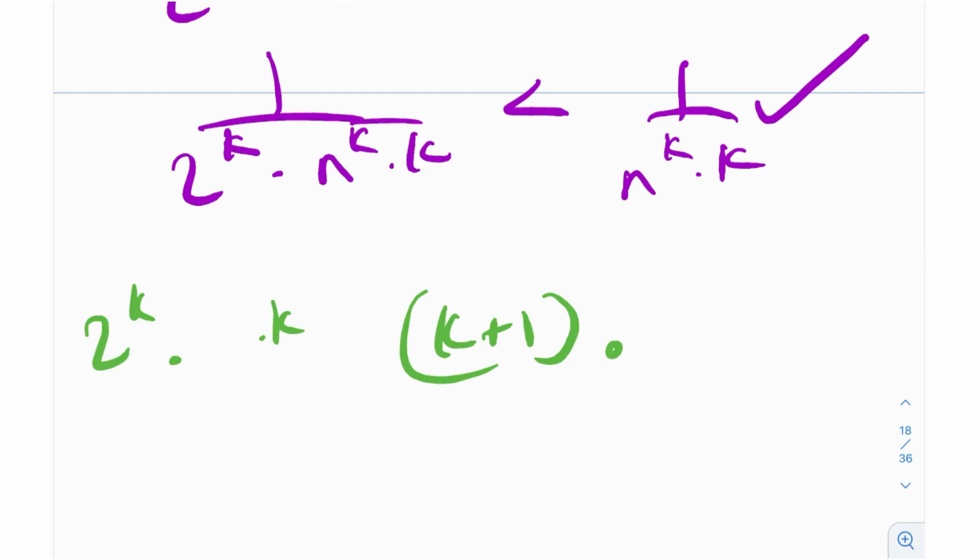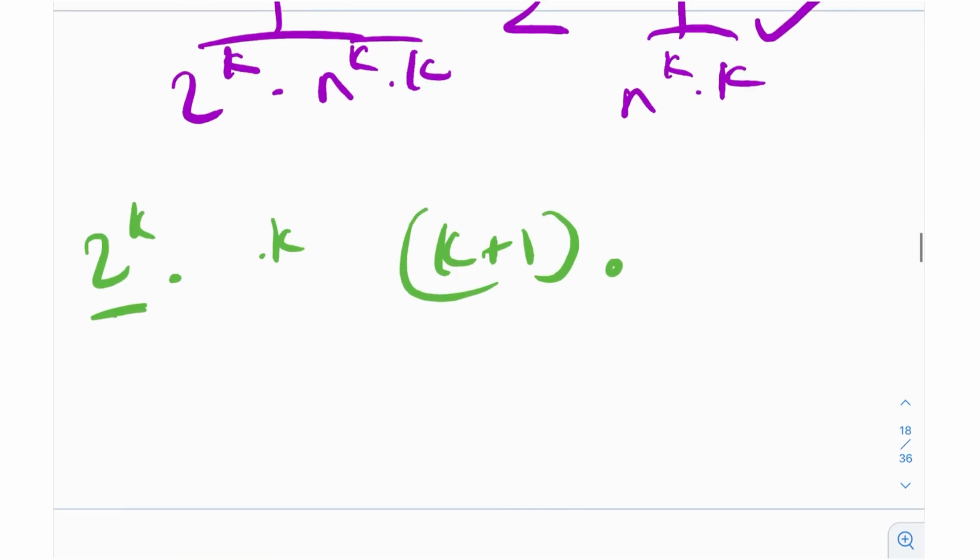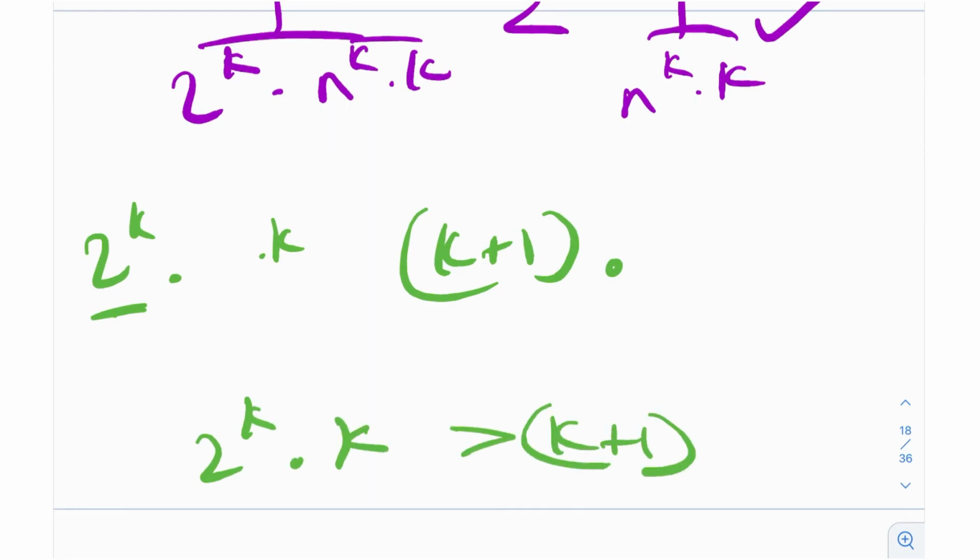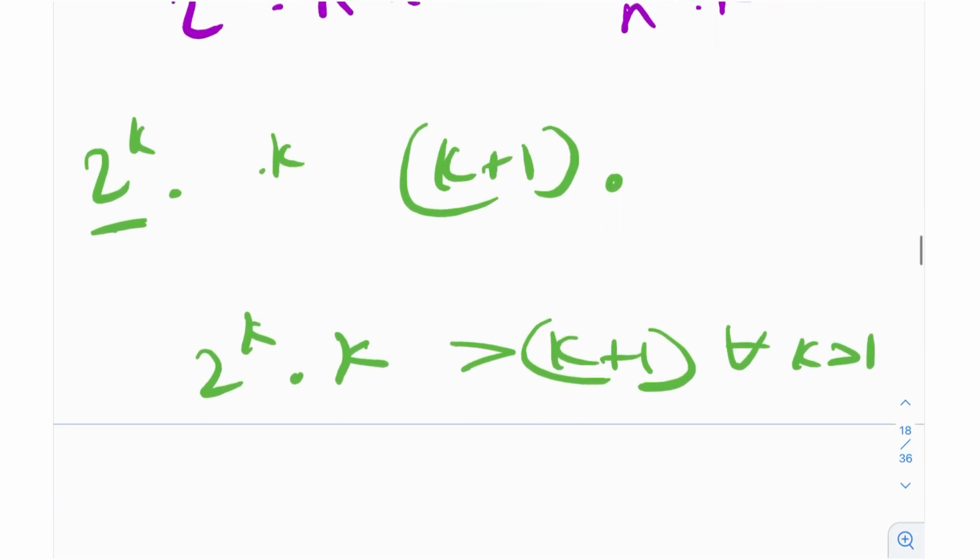Okay, what next? Well, I think it's easy to see that 2 raised to the power k is an exponential function. And when you multiply this by this k term, it is obviously going to be greater than k plus 1 for all k greater than 1. I think it's pretty easy to see that. Right? For example, at k is equal to 2, it holds true. And this can be easily proved by induction as well. But anyways, it's pretty easy to see just by observation that this quantity is true.